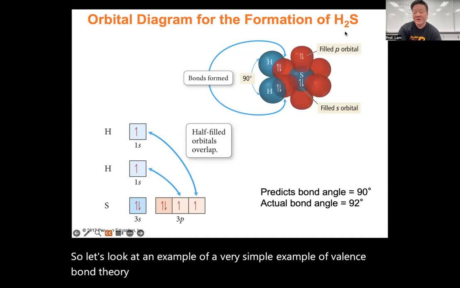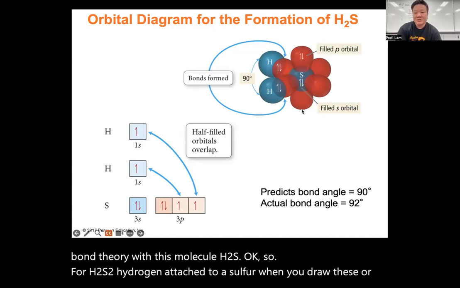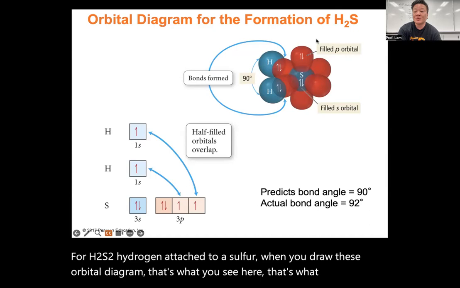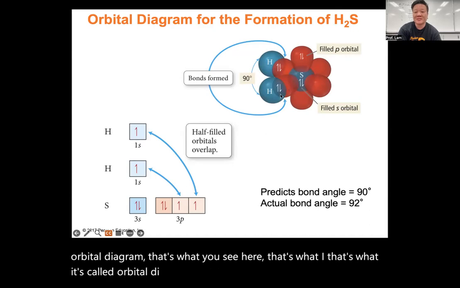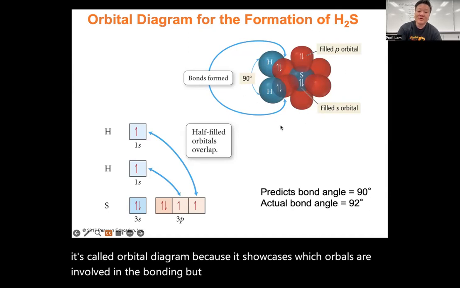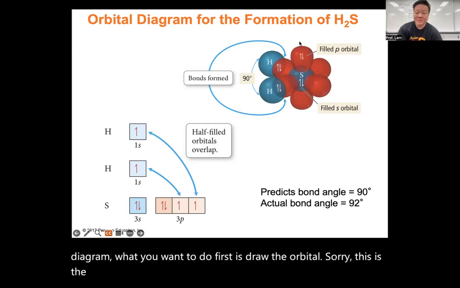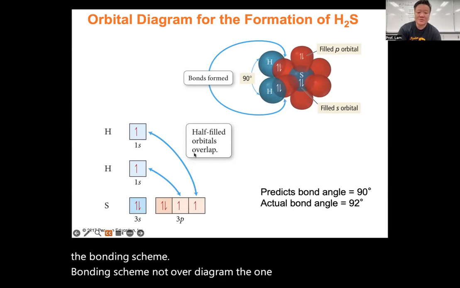Okay, so let's look at a very simple example of valence bond theory with this molecule H2S. For H2S, two hydrogens attached to a sulfur, when you draw these orbital diagrams, that's what you see here. That's why it's called an orbital diagram, because it showcases which orbitals are involved in the bonding. But before you start drawing the orbital diagram, what you want to do first is draw the bonding scheme, sorry, not orbital diagram. The one on the left is the orbital diagram.